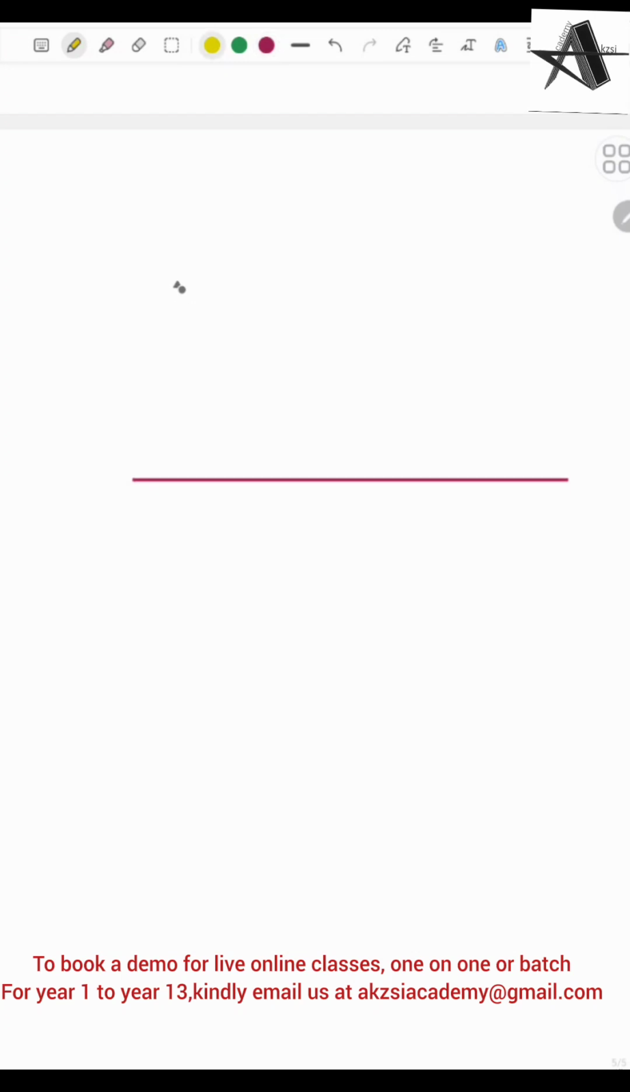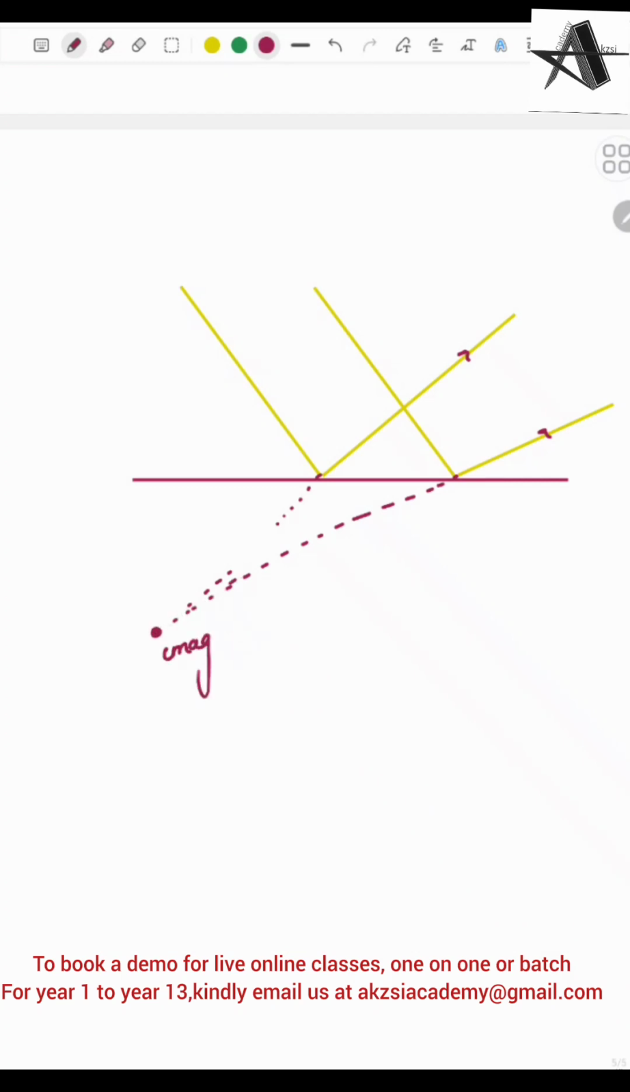This is a surface, this is a light ray, and this is the reflection. This is another light ray and it gets reflected. Now there's no chance that these two can meet because they are diverging in nature. If we extend them behind the mirror, they will meet at one point. And here the image will be formed. That is your virtual image.